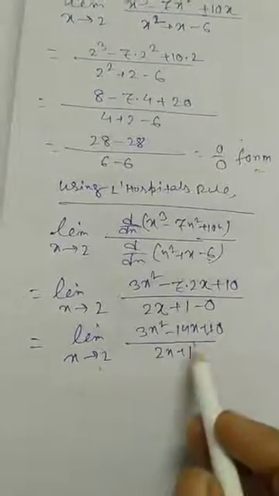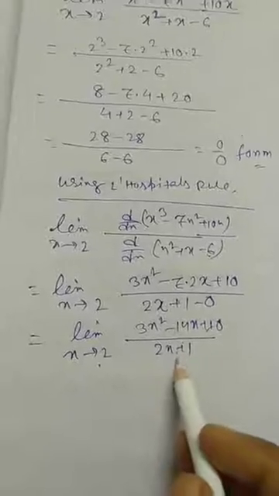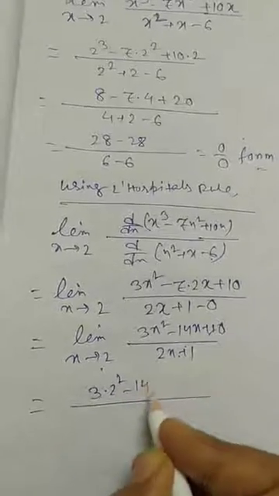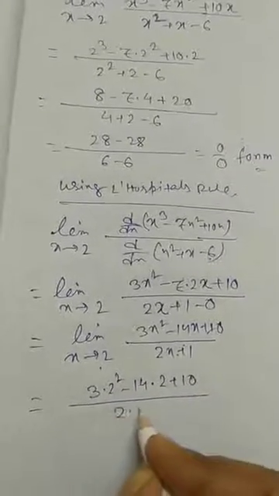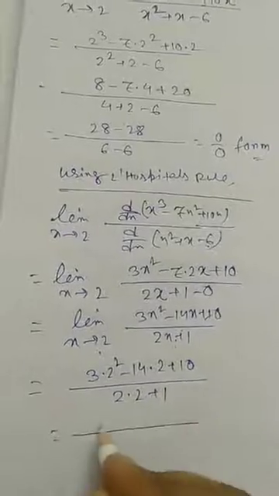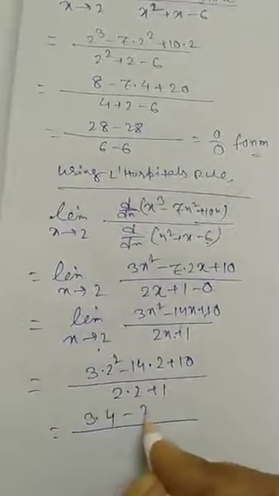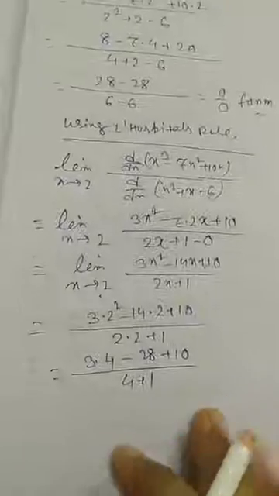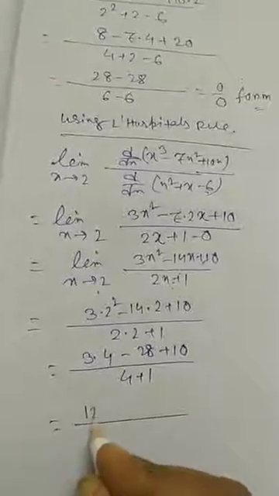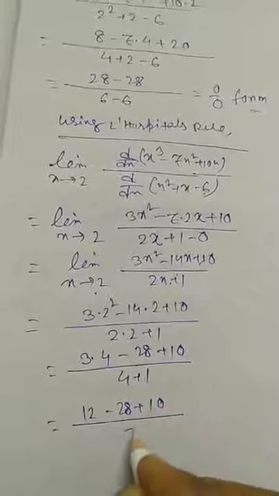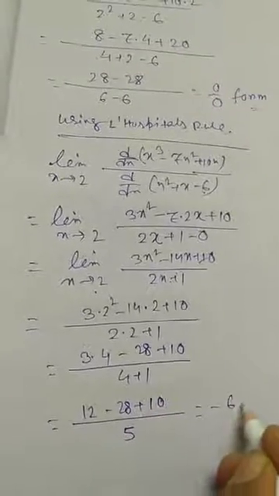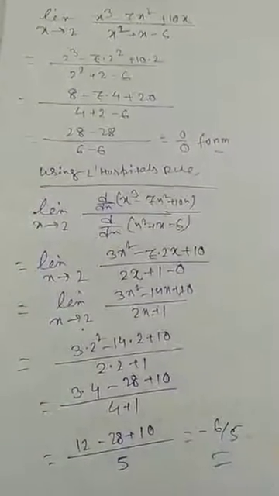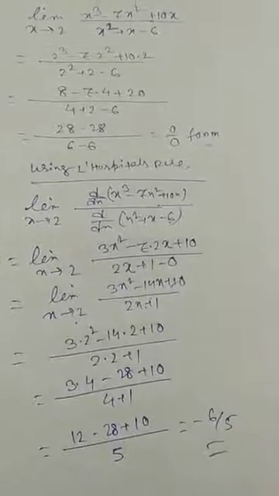Now we put x is equal to 2 in here and we see the result. So this is equal to 3 into 2 square minus 14 into 2 plus 10 by 2 into 2 plus 1. That means 3 into 4 minus 28 plus 10 by 4 plus 1. So this is equal to 12 minus 28 plus 10 by 5. That means minus 6 by 5. This is the answer, and this is another example of L'Hospital rule.